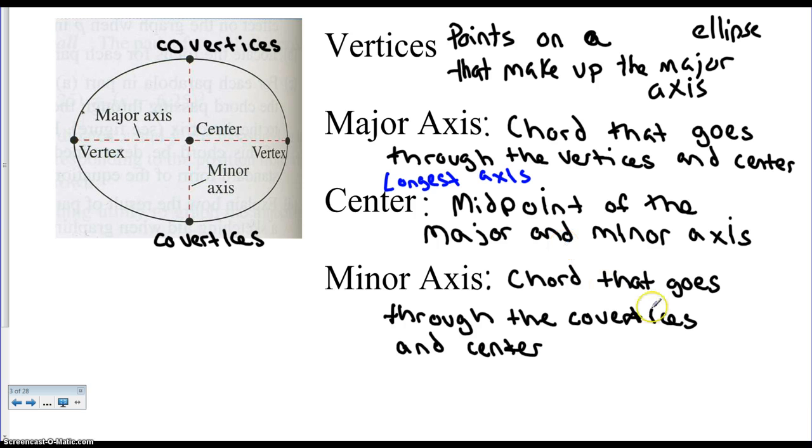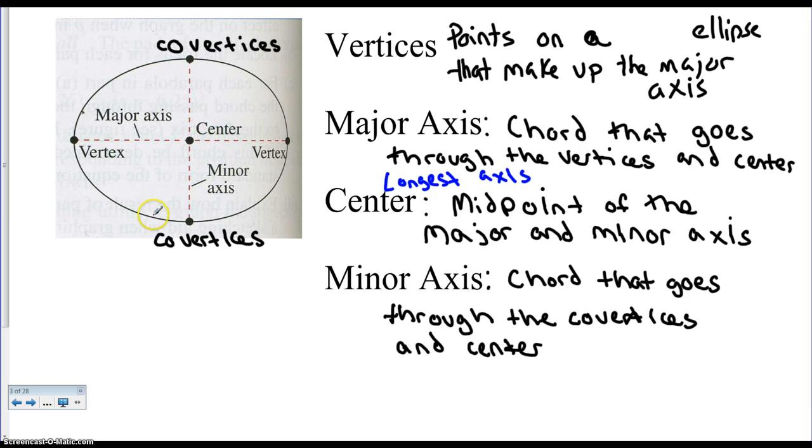Now, what is the minor axis? Well, it's a chord that goes through the covertices and the center. So we have covertices, and what's happening is that the major and minor axis are perpendicular to each other. They form a right angle.